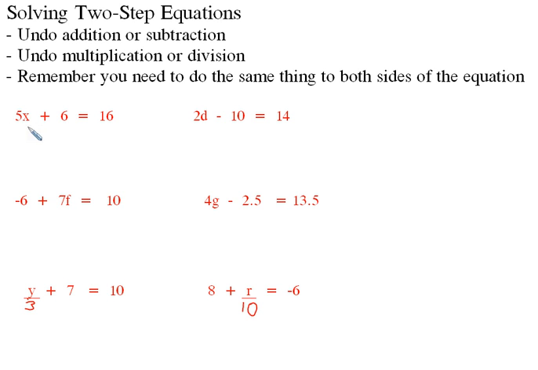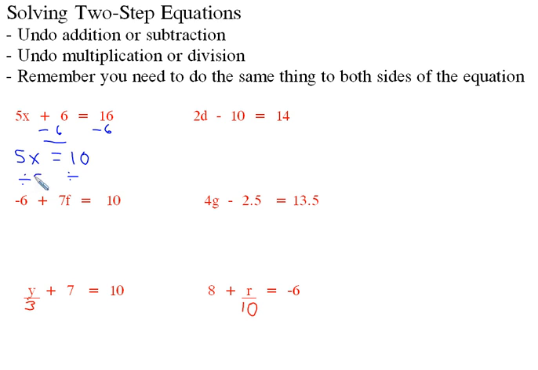But remember to do the same thing to both sides of the equation. So first off, we're going to go ahead and subtract 6 from both sides of the equation here. When we do that, we end up with 5x plus 6 minus 6 is equal to 16 minus 6, which is just going to be 10. Now we've just got to divide both sides by the same thing.